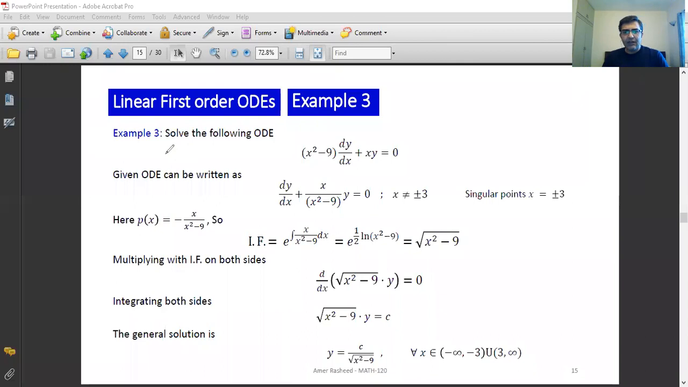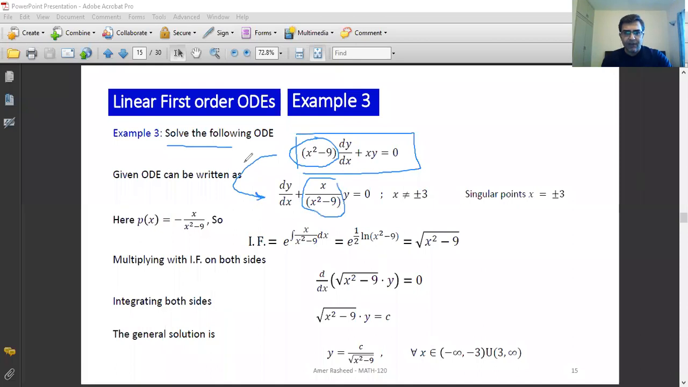So in example 3, you can see another example, which is: solve the following ODE, and the ODE is (x square minus 9) dy by dx. This is the general form of a first order linear ordinary differential equation. First, we have to transform it into the standard form by dividing this factor throughout on both sides. So when we divide this factor on both sides, we get this term.